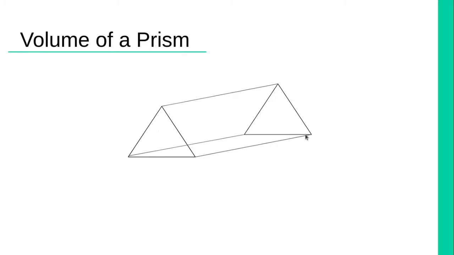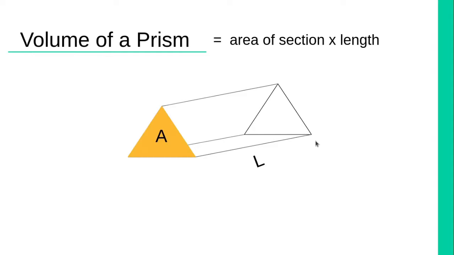Now, let's move on to calculating volumes. If we have a prism, we will need the area of the section that forms it, which in this case is a triangle, it could be a circle, or it could be any shape we want. The volume will be the product of the area of this section times the length of the prism. So if we call A the area of the section and L the length, then the volume of the prism would be A times L.